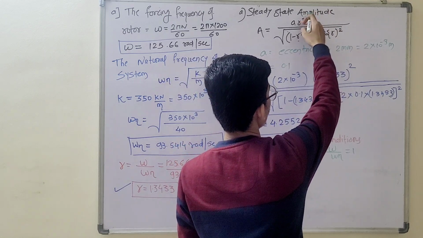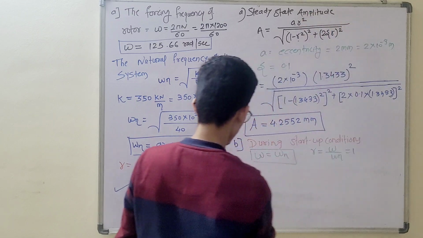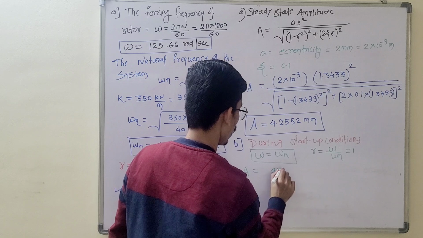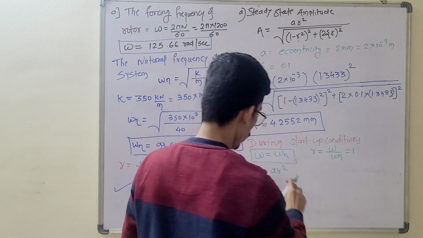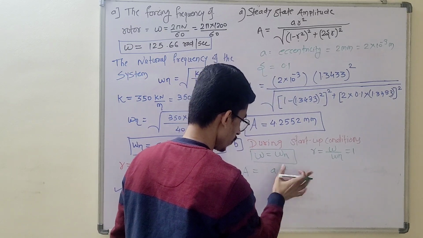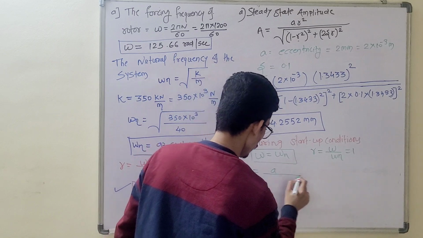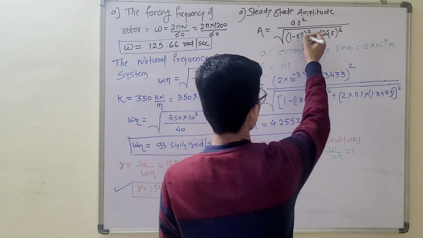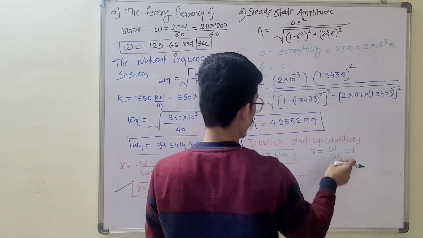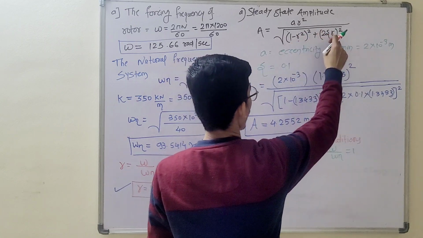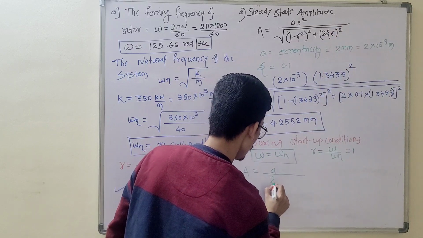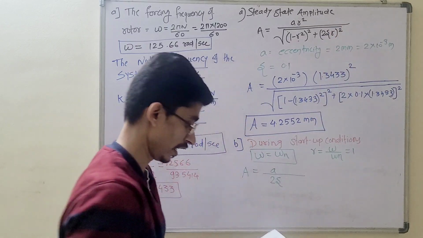Frequency ratio is 1 means we will write here A equals A R square over the square root. For R equal to 1, in the numerator you will get A, and in the denominator this term is going to 0. Here R is equal to 1, so square and square root will get cancelled. A divided by 2 zeta is the remaining.